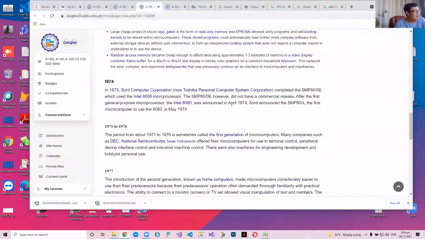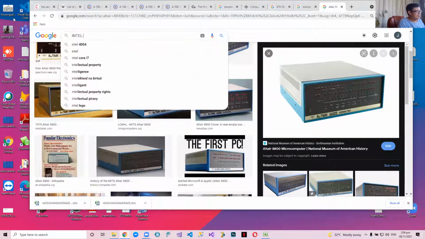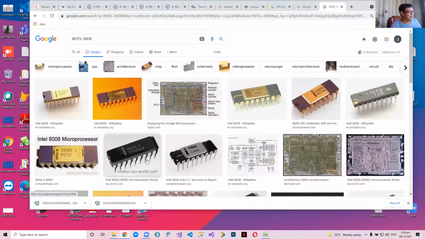In 1974, no, Toshiba, okay, produced a computer called SMP80/08, which used the Intel 8008 microprocessor. No? Let's look up the Intel 8008. It's much more different. That's what it is, no?